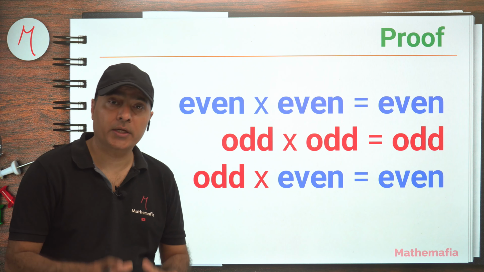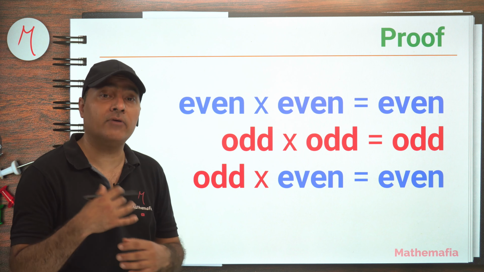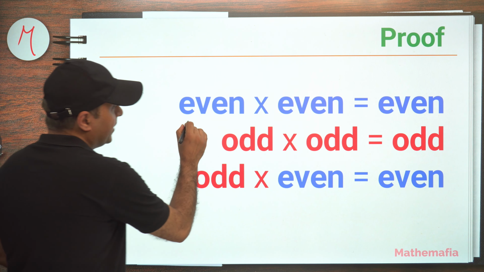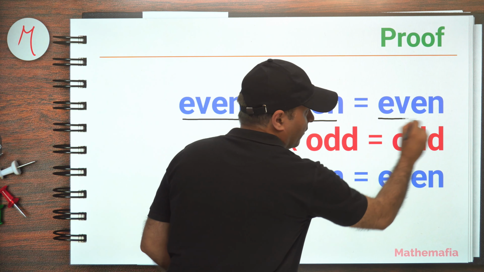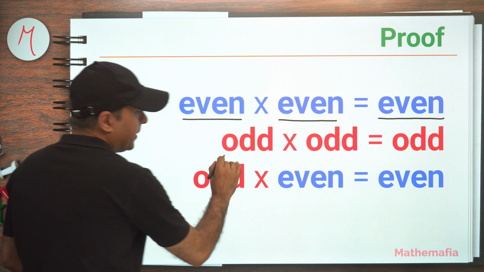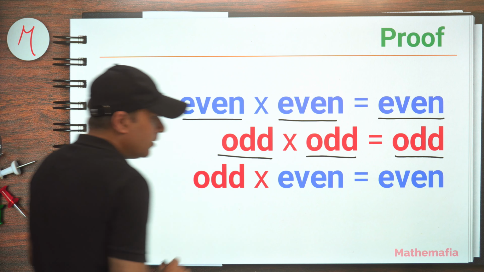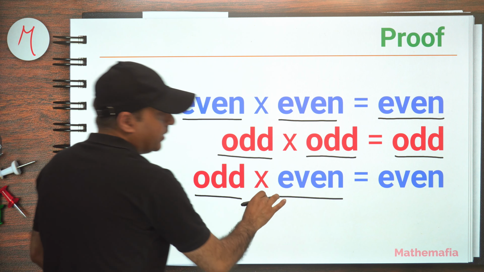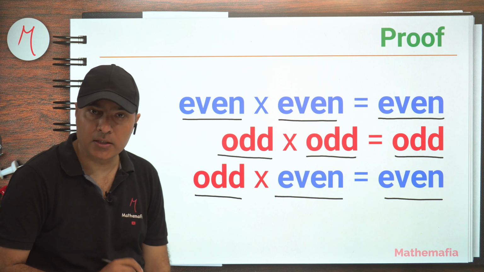In this tutorial, we are going to prove these very simple results. We will give a generic proof of all these three: if we multiply any two even numbers, the result is always an even number. If we multiply any two odd numbers, the output is always an odd number. And if we multiply any odd number with any even number, the output is always an even number. So let's get started.